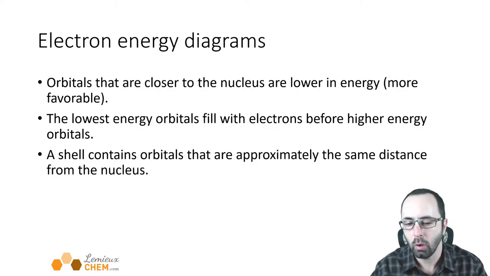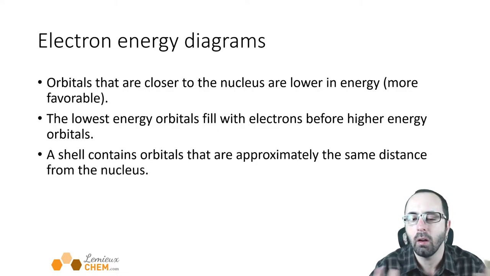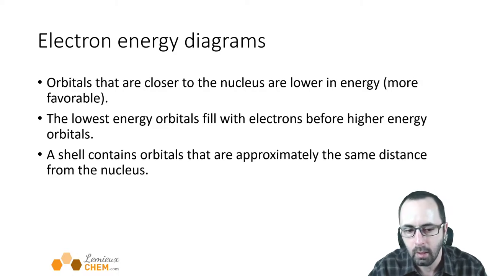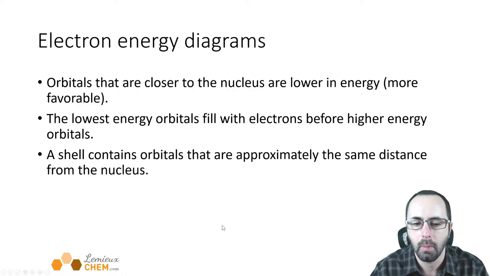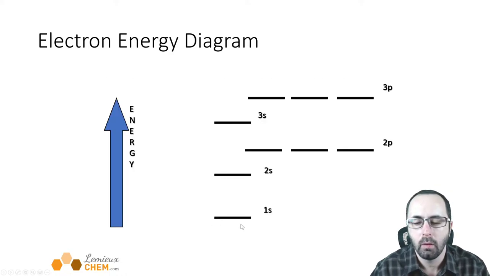And a shell or an energy level contains orbitals that are all approximately the same distance from a nucleus. So a shell or an energy level can have multiple orbitals in it, but all those orbitals will be approximately the same distance from the nucleus. So this is the general electron energy diagram. It does go higher than this to d orbitals and so forth, but in this class, I'm just going to cover from this low energy orbital called the 1s up to this higher energy orbital called the 3p.